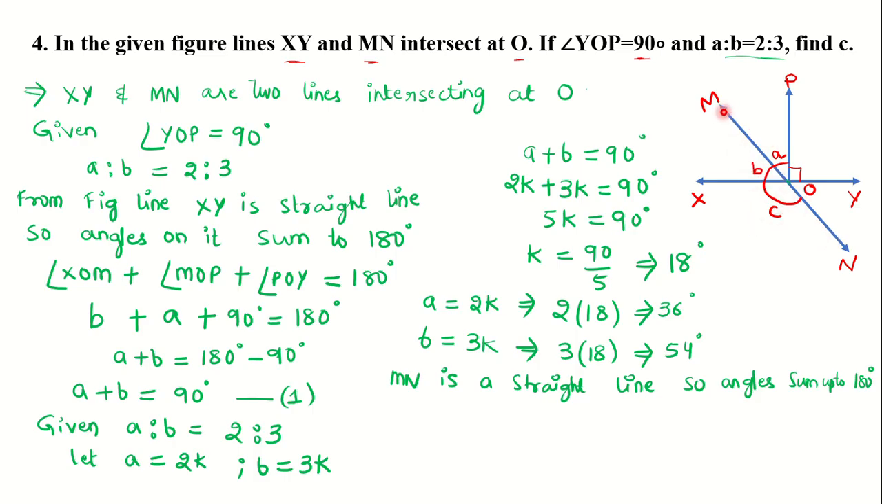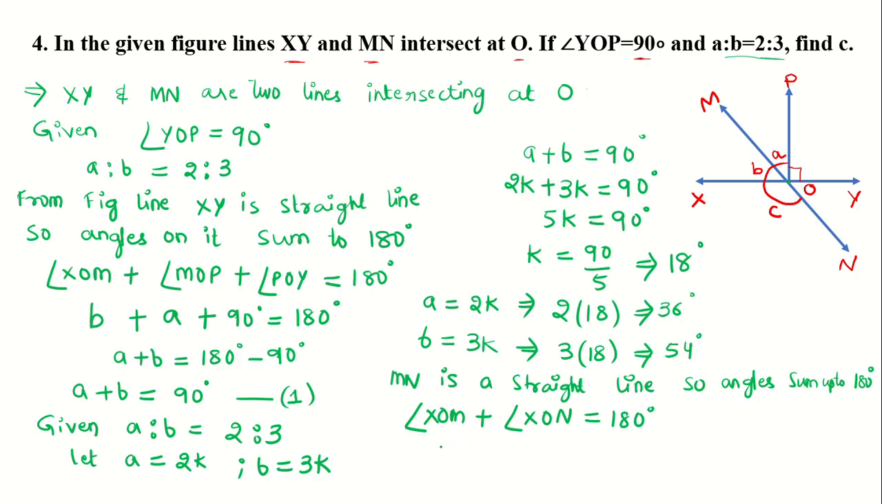What are those angles? One angle is angle XOM, which is B, and the other angle is angle XON, which is the value of C. We need to find the angle named C here. So, on the line MN, we have two angles. The first angle is angle XOM plus the other angle, angle XON, which equals 180 degrees.